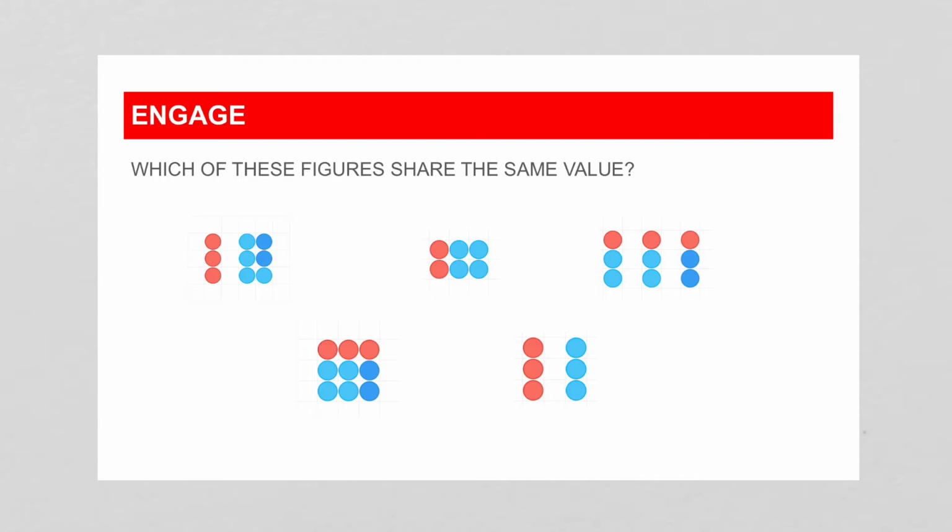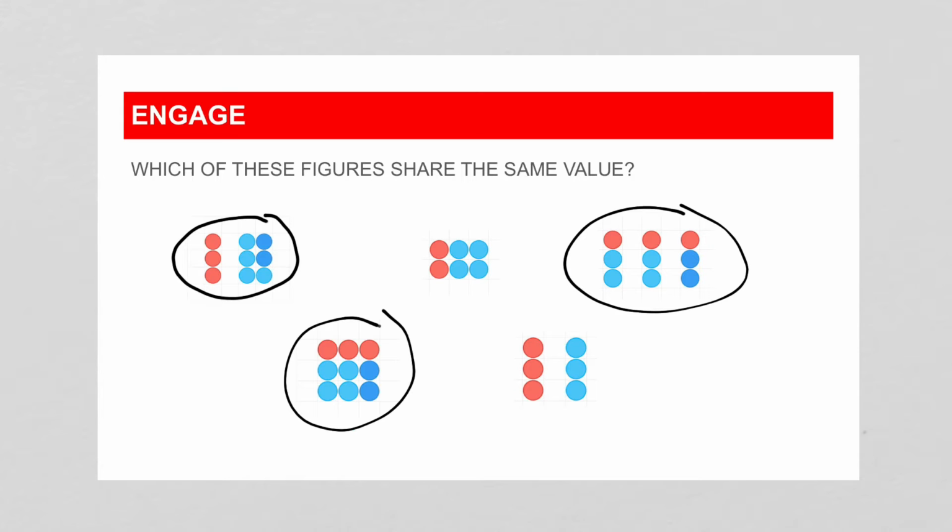Okay, hopefully you chose this one, and this one. This first one has 3 red and 6 blue dots. This one also has 3 red and 6 blue dots. Again, 3 red, 6 blue. But if you notice, they all look a little different.